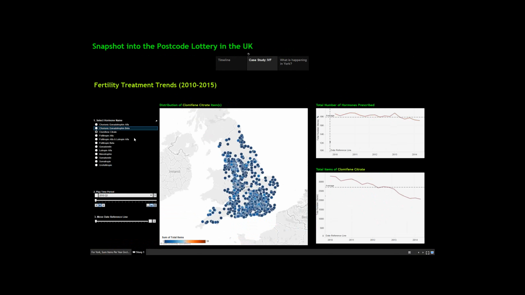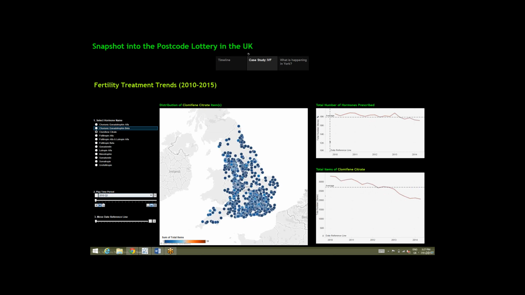For example, clomiphene citrate seems to be very evenly distributed all across the UK, but you can still see a decline in the items prescribed, so it's now below the average. And on the top right-hand side chart, you can see just the sum of all the hormones prescribed, and they're going down slowly.